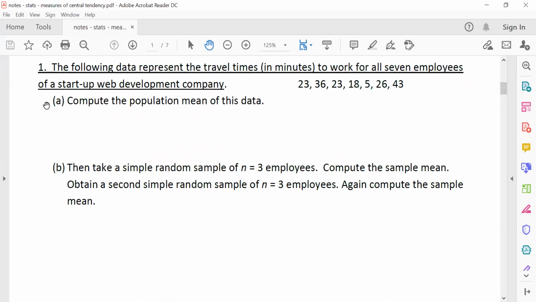the following data represent the travel times in minutes to work for all 7 employees of a startup web development company. So we actually are talking about a population here. It's a pretty small company, and all we care about is that company, the 7 employees in it. The first person, it takes them 23 minutes to get to work. The next person, it takes them 36 minutes to get to work, and so on and so forth. So this is the entire population.